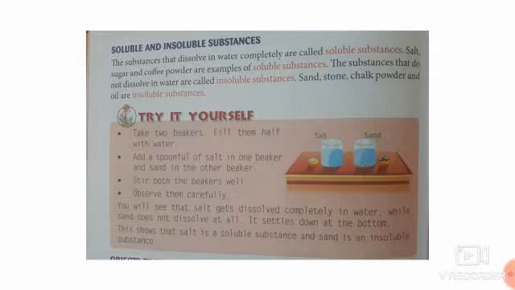Now, to understand it in detail, you are going to do an experiment. Take 2 beakers, fill them half with water. Add a spoonful of salt in one beaker and sand in the other beaker. Stir both the beakers well. Observe them carefully. You will see that salt gets dissolved completely in water while sand does not dissolve at all. It settles down at the bottom. This shows that salt is a soluble substance and sand is an insoluble substance.